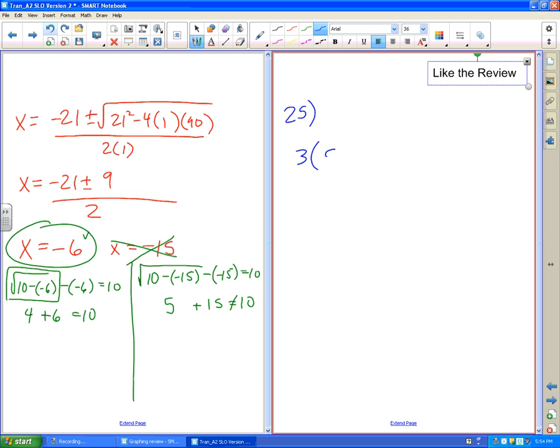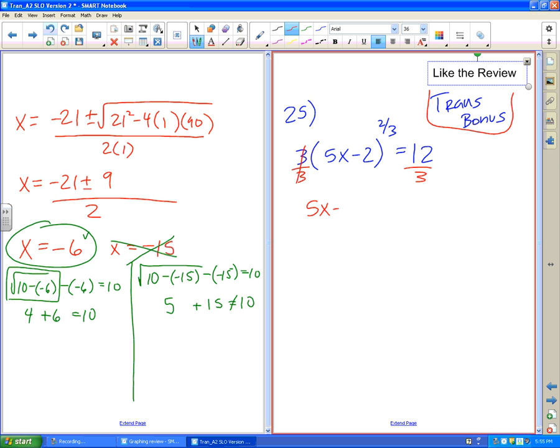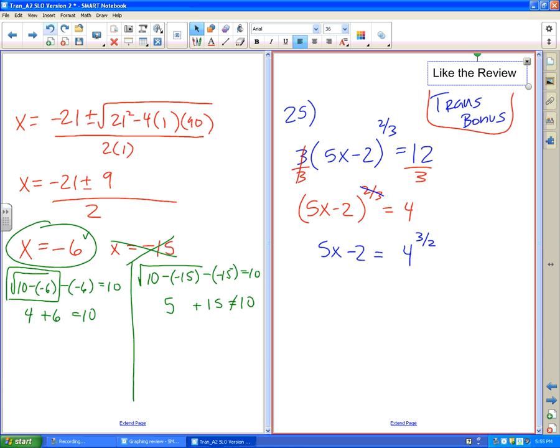We've got 3 times 5x minus 2 to the 2/3 equals 12. This is a transitions bonus. Okay, so we got to get rid of this 3. We can't distribute it in because of that thing right there. So we get rid of that 3 and we get 5x minus 2 to the 2/3 equals 4. To get rid of 2/3, we do the opposite, which is we're going to raise 4 to the 3/2. And that'll get rid of that. So I get 5x minus 2 equals 4 to the 3/2. So I type in 4 raised to parenthesis 3 divided by 2, and it tells me that that equals 8.